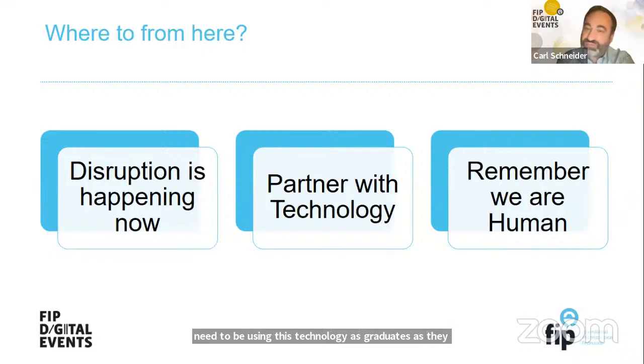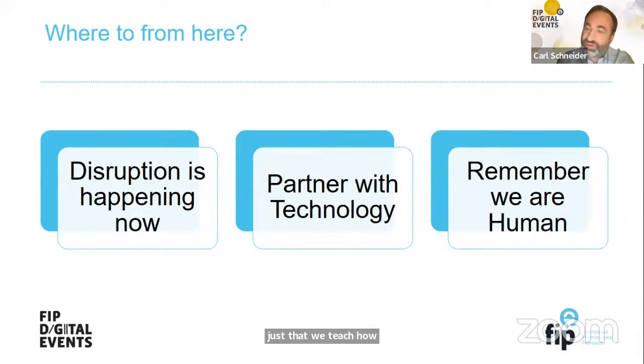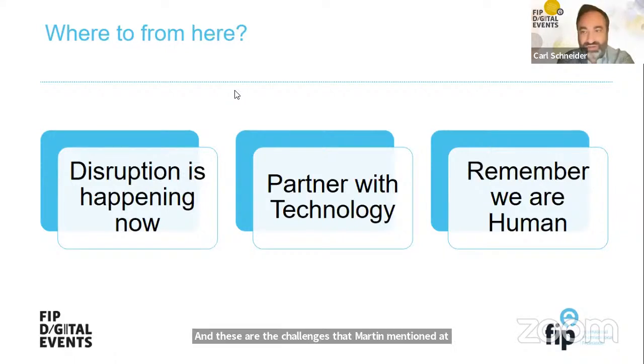Finally, I'd like to finish by saying we need to remember that we are human. It's important not just that we're teaching how to interact with technology, we need to remember what we bring to the equation. And that's our affective skills, our communication skills, our empathy. And these are the challenges that Martin mentioned at the end of his talk. I agree, they're the challenges as well.